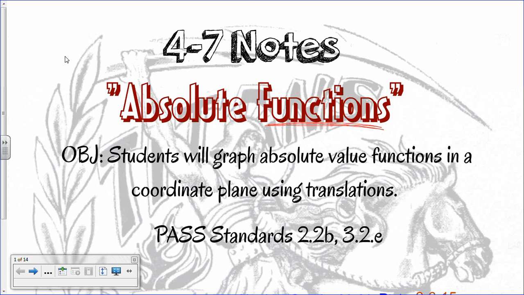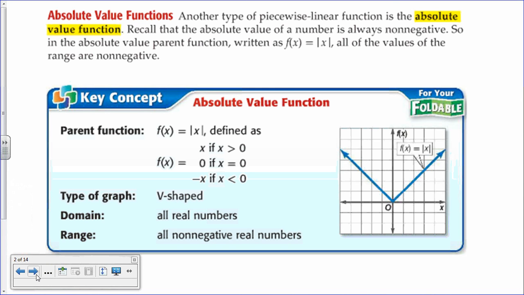All right, did you guys get your objective written down? Okay, what about your math skills? Get those? Okay, good. All right, this is in your notes. Find this, because we're going to be making some notes on this. Absolute value functions is another type of piecewise linear function. Recall that absolute value of the number is always what? Non-negative. Basically, that means it's positive. Okay, so an absolute value parent function, written as f of x equals absolute value of x, all of the values of the range are non-negative numbers.